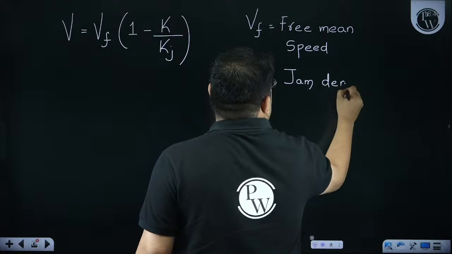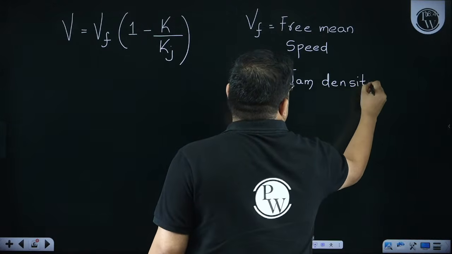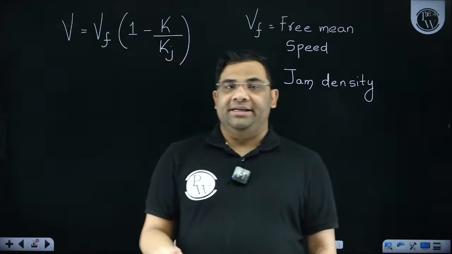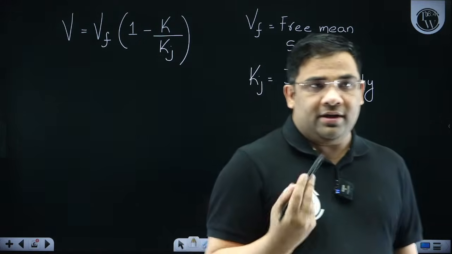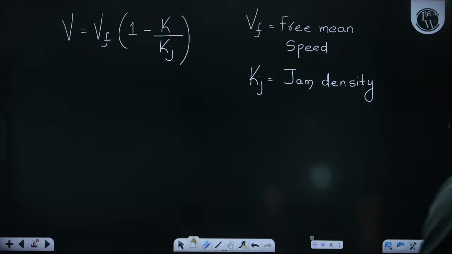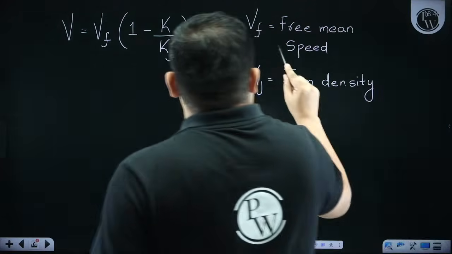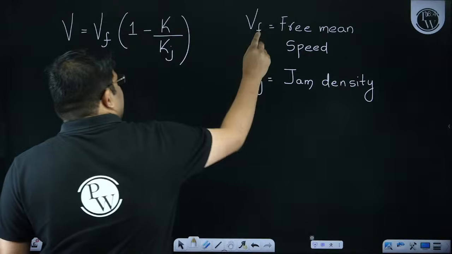This is your jam density. What is the meaning of jam density? Jam density is the density at jam condition. Jam condition means when there is a traffic jam, so no movement is happening. The density at jam condition is the jam density, and this is the free mean speed.